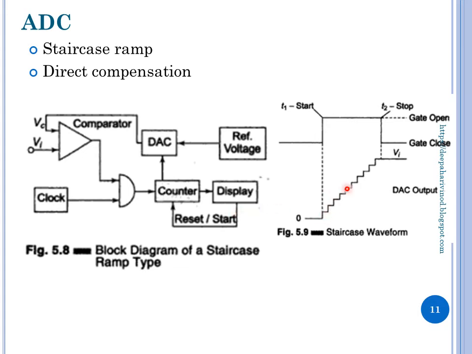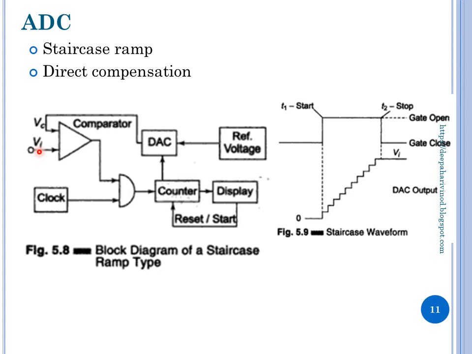So here we get a staircase like this, and it is given to the second input of the comparator. The process continues until the staircase voltage is equal to or slightly greater than the input voltage VA. Until that, this process continues.